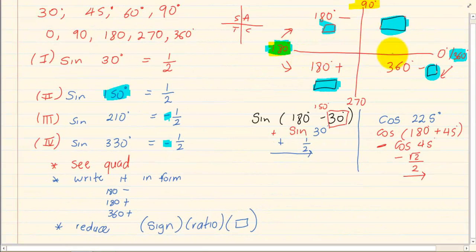We had previously done reduction with 180 and 360. Now we are going to do reduction with 90 and 270. When we had done reduction with 180 and 360, you had seen that we had specifically worked with the horizontal line. Now, when we're working with the reduction with 90 and 270, we're going to work with the vertical line. So it's 90 minus, 90 plus, 270 minus, and 270 plus.